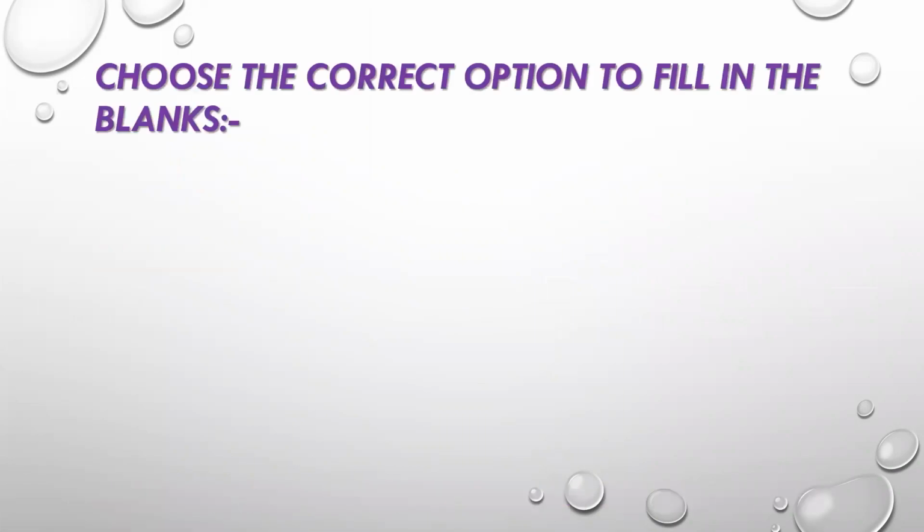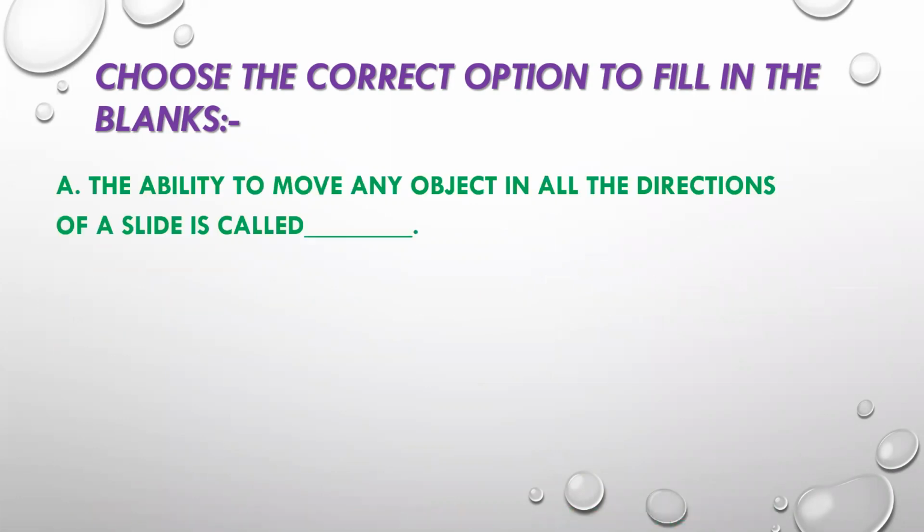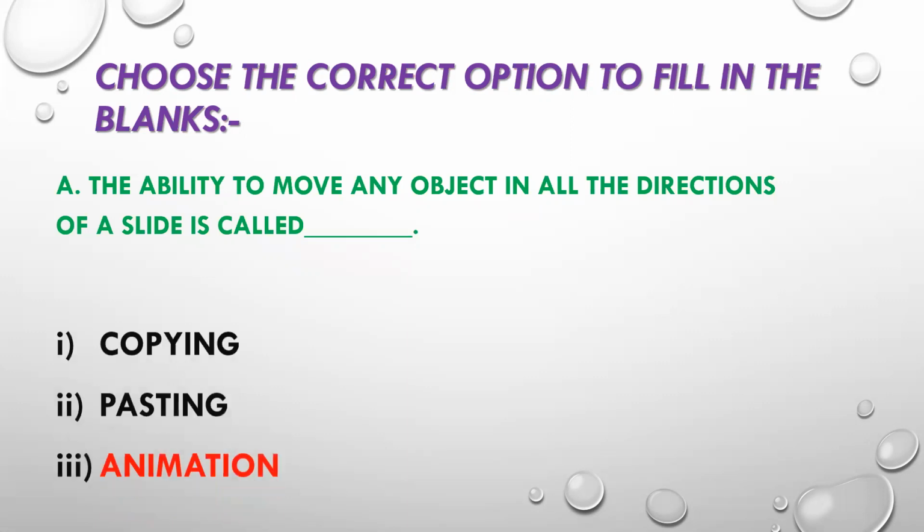Choose the correct option to fill in the blanks. So first question is, the ability to move any object in all the directions of a slide is called dash. So the correct answer is animation.